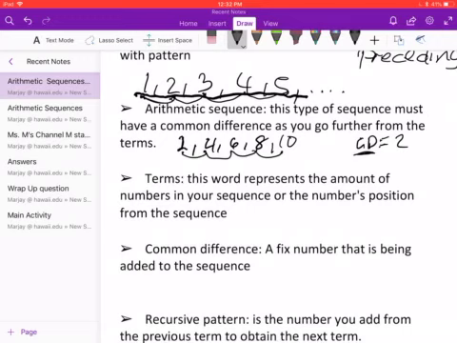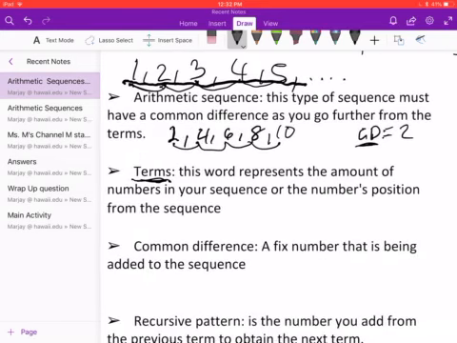And the terms regarding arithmetic sequence, this means that these words represent the amount of numbers in your sequence or the number's position in the sequence. What I mean by the number's position in the sequence is, let's use the warm-up problem again.